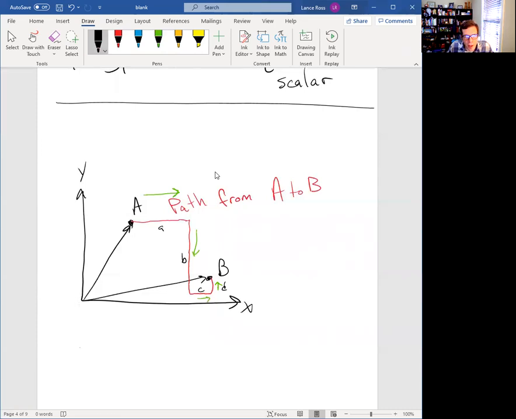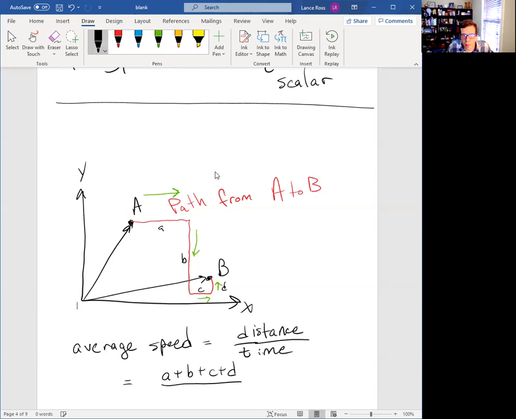So if we want to talk about average speed, that's the distance over the time. And the distance here, well, I used a D here, didn't I? I shouldn't have used a D when I'm using it for distance too. So I will write the word distance here. All right, so that's going to be A plus B plus C plus D, which is our entire length of the path, divided by the time it takes to get there.